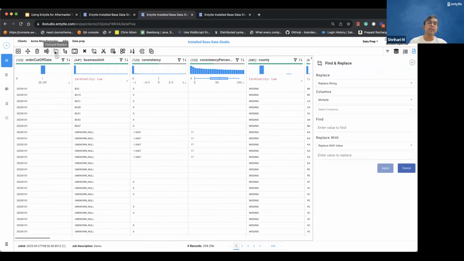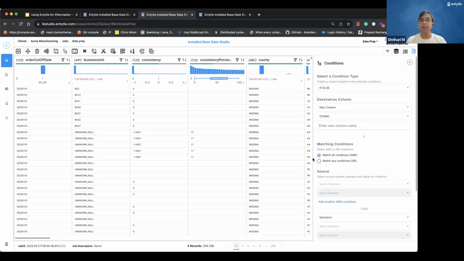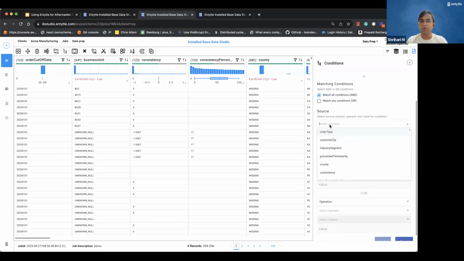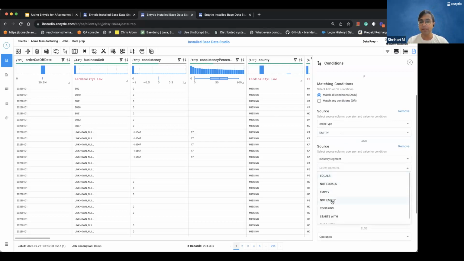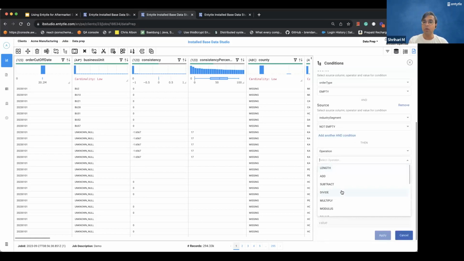Then another no-code, low-code aspect, some of the use cases: you may want to do a find and replace. For example, you know that a certain attribute is required, so you may want to replace all the missing values in a string column by a standard identifier, or replace all the missing values in date columns by a standard date or a cutoff date, which you can identify later as missing, right? There are even more complex operations, like conditions. You may want to create new columns by certain conditions, saying create a new column named demo, and by certain conditions, if order type is empty and maybe industry segment is not empty, then you delete rows, or you do not delete rows, or you do a bunch of string operations. If you're creating a column of type number, you can do a bunch of number operations.